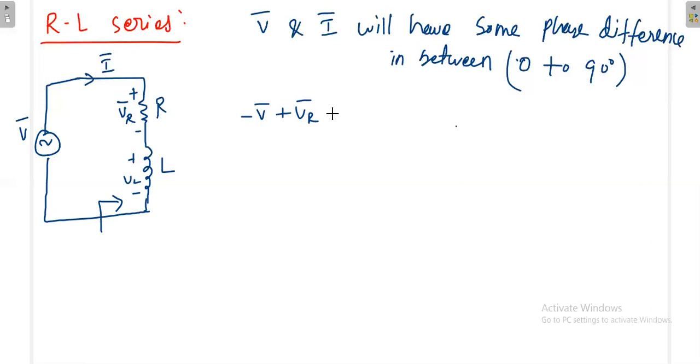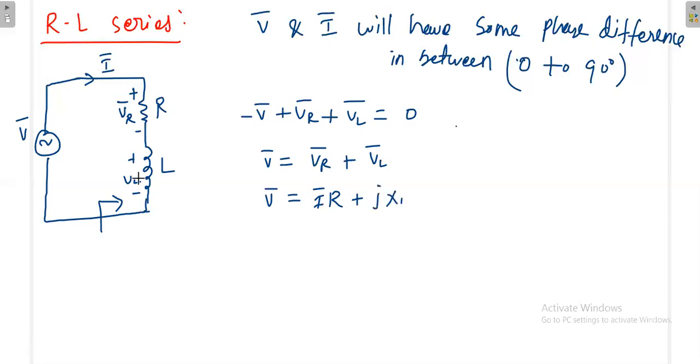Minus V bar plus VR bar plus VL bar is equal to 0. So V bar is equal to VR bar plus VL bar. V bar, you know what the drop is here, because it is simply I into R, I bar into R. Then what is VL? VL means jXL. What is the impedance here? That is j into XL. Then current is I bar.